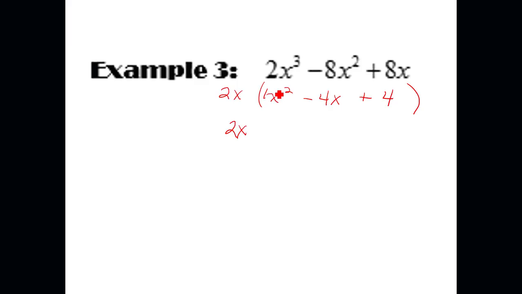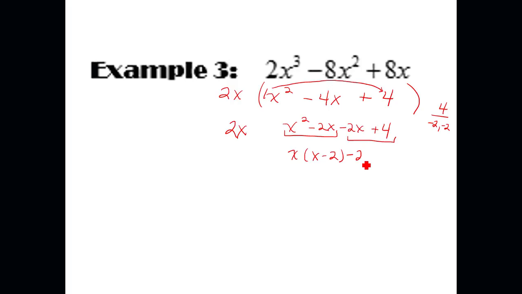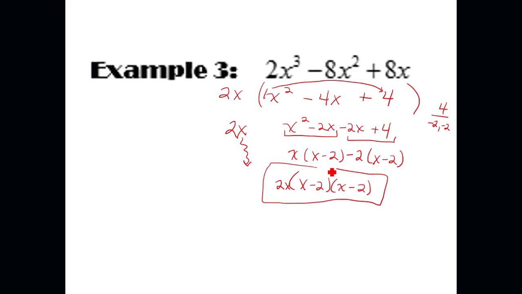Well, that's still a trinomial, and it still has a squared, so I need to do the AC method. What multiplies to make 4 and adds to make negative 4? Negative 2, negative 2. So I'd rewrite this as x squared minus 2x minus 2x plus 4. So I can group, take out an x, minus 2, take out a negative 2, x minus 2 again. So my two factors are x minus 2 repeating, right? And then the x minus 2 that I took out. And then don't forget that little 2x that we divided out right away at the beginning. So this is my factored form of that expression as it started.